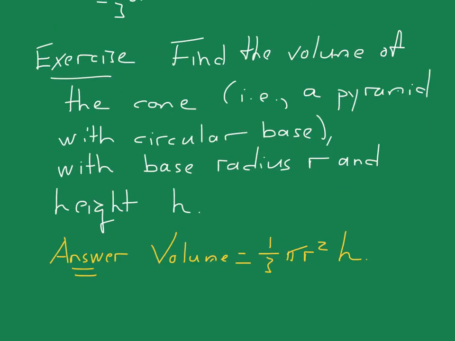And now, as an exercise, why don't you try this? Try to find the volume of the cone. And what's a cone? Well, a cone is a pyramid with a circular base. We just dealt with a pyramid with a square base. You will be dealing with a pyramid with a circular base. So find the volume of the cone with base radius r and height h. And what you should discover is that the volume is equal to 1/3 times the area of the base again, pi r squared, times the height.